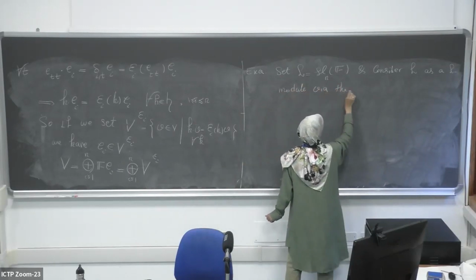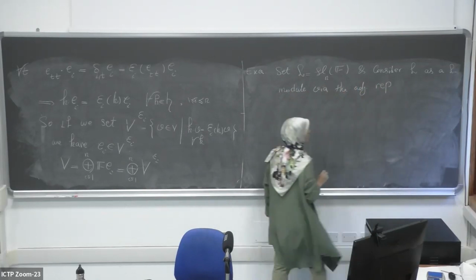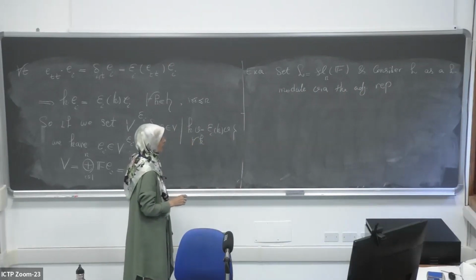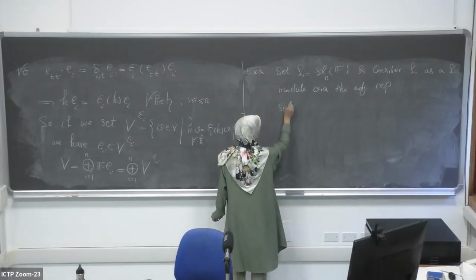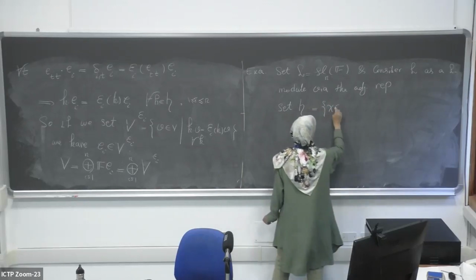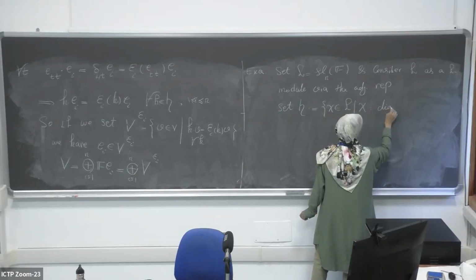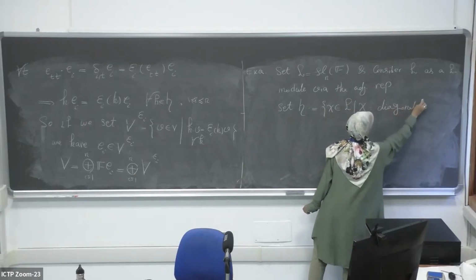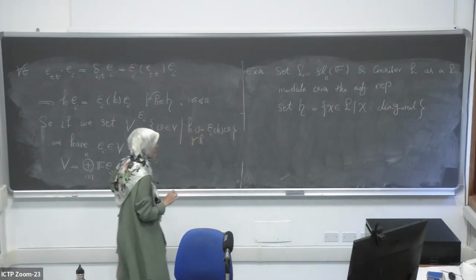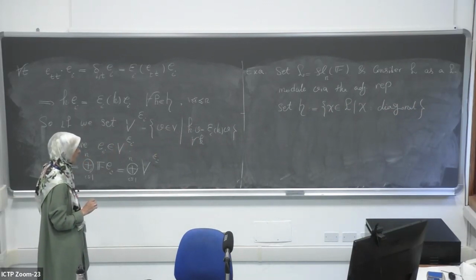Voila, the adjoint representation. We set H to be all elements of L which are diagonal. All elements which are diagonal.